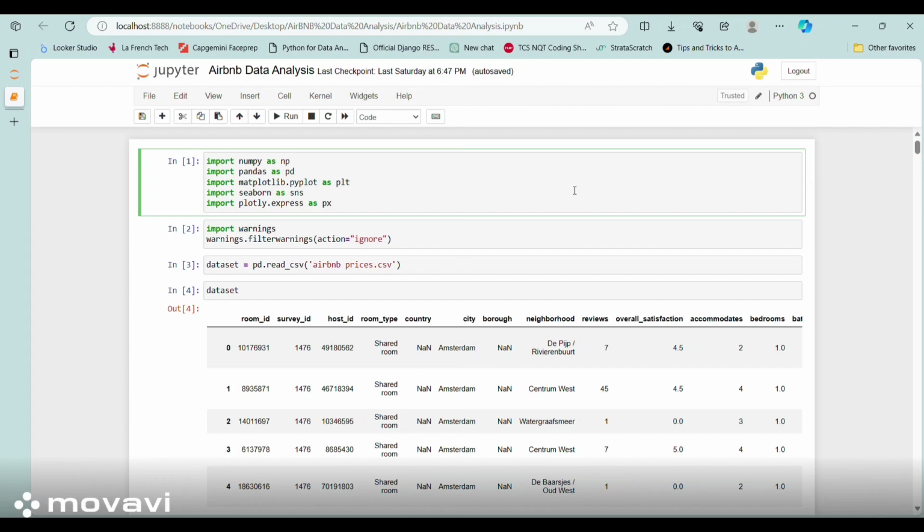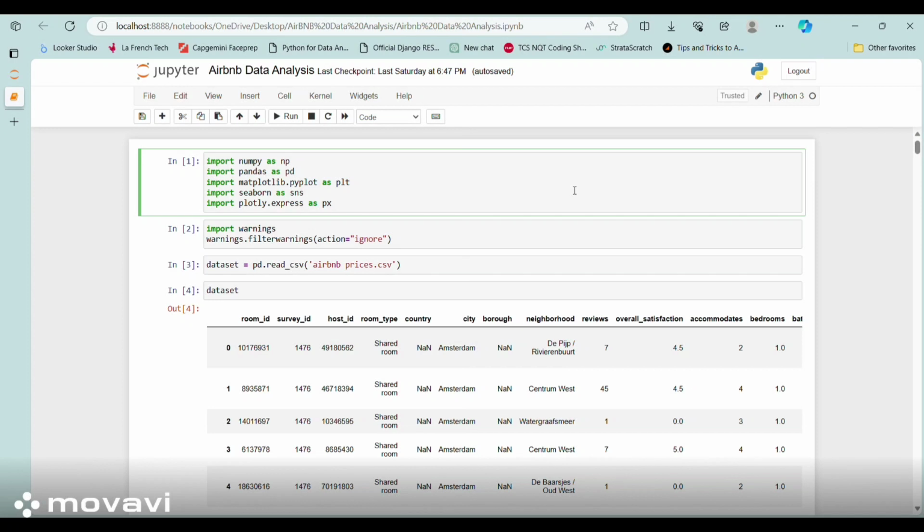We import the Plotly Express library as PX. Plotly Express is a versatile library for creating interactive visualizations and dashboards. It's excellent for exploratory data analysis and presentation.